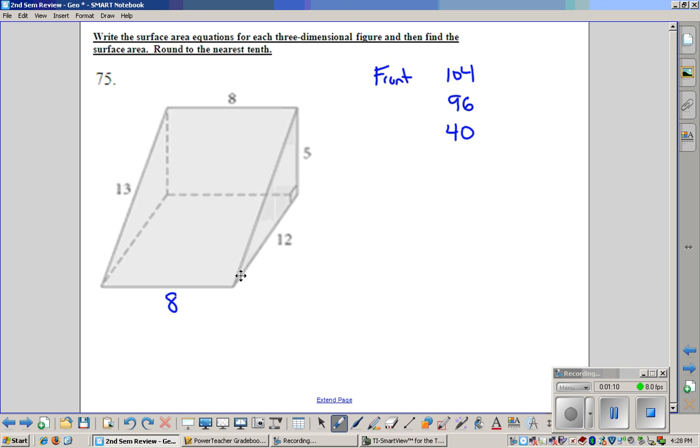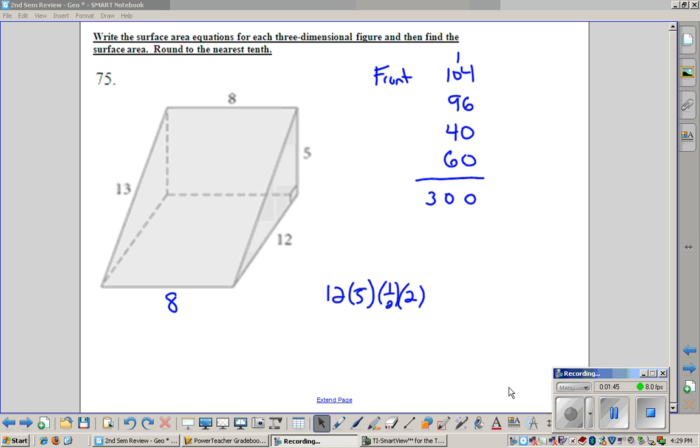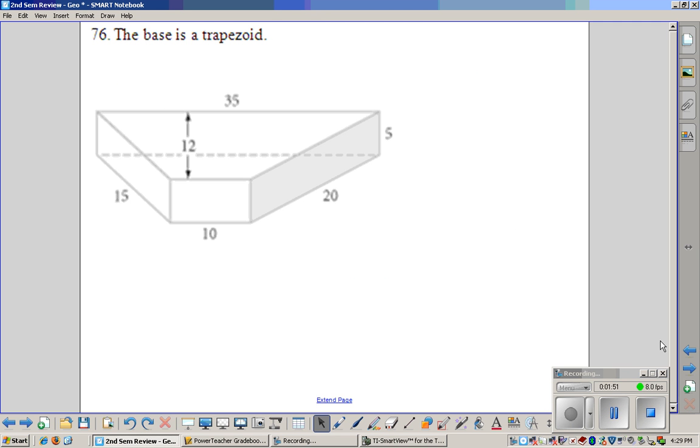The only thing left is the triangle on the right and the triangle on the left, which are 12 for the base, 5 for the height. So we have 12 times 5 times a half, and then there are 2 of them, so we'll double it. And we get 60. If we add all that up, I believe we get 300 for our surface area. They didn't give us the units, but it's units squared. Okay, on to the next one.